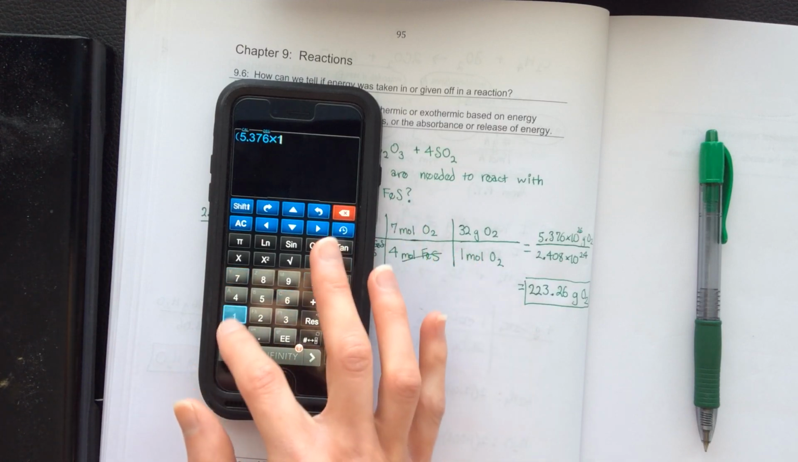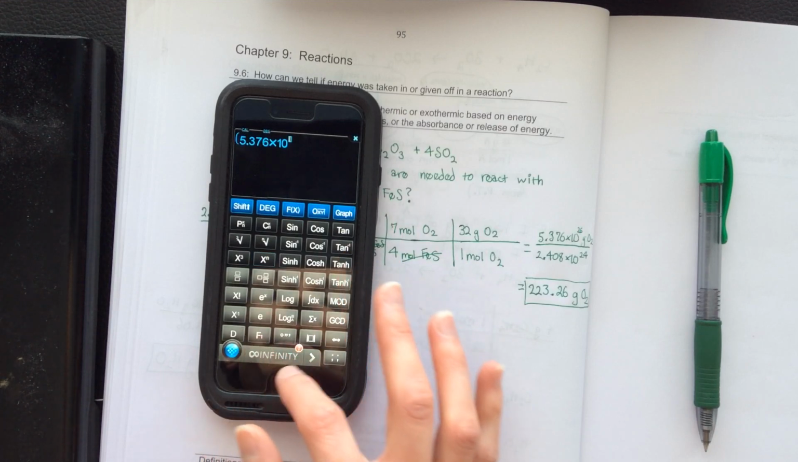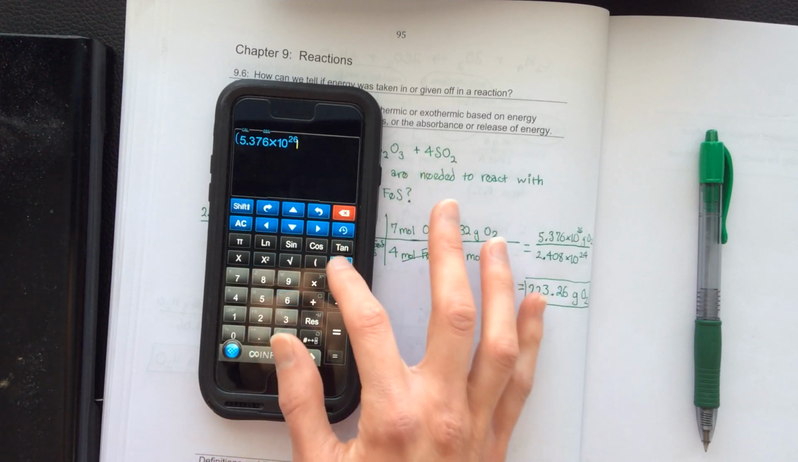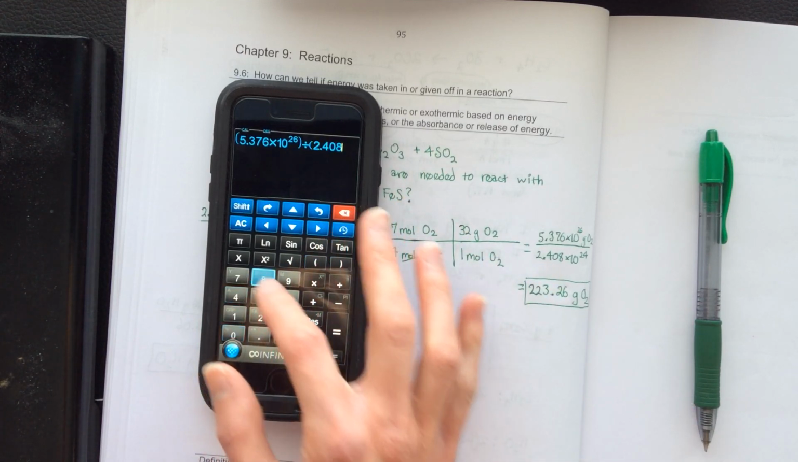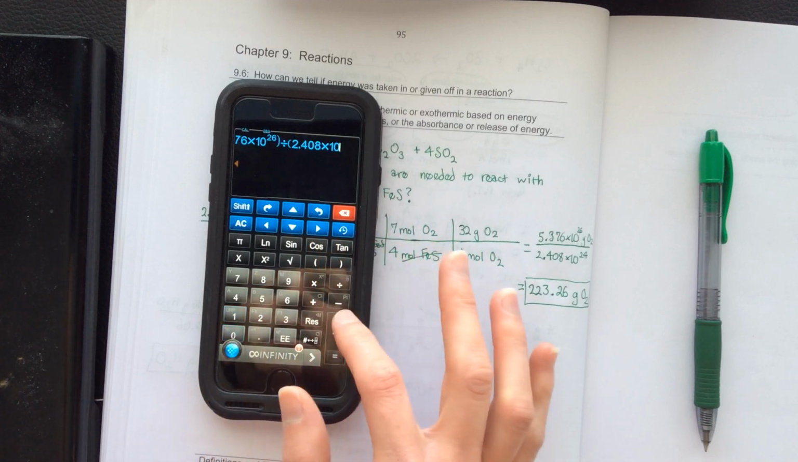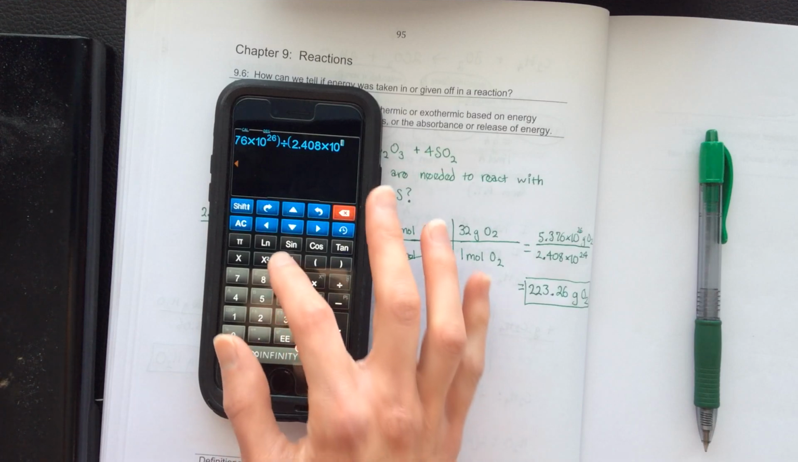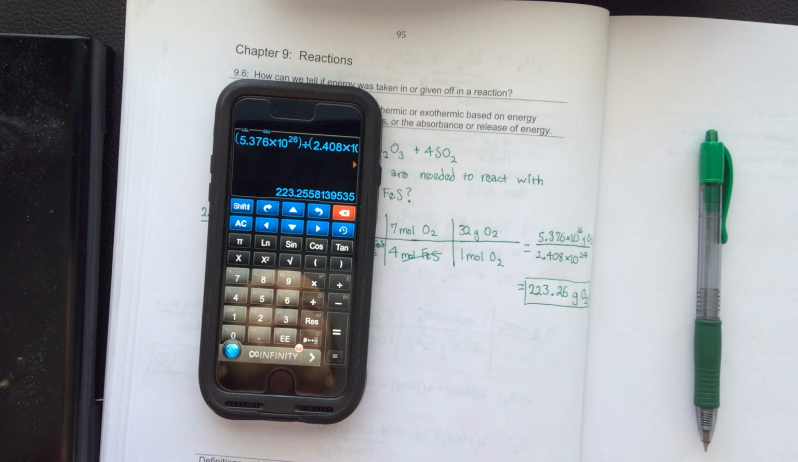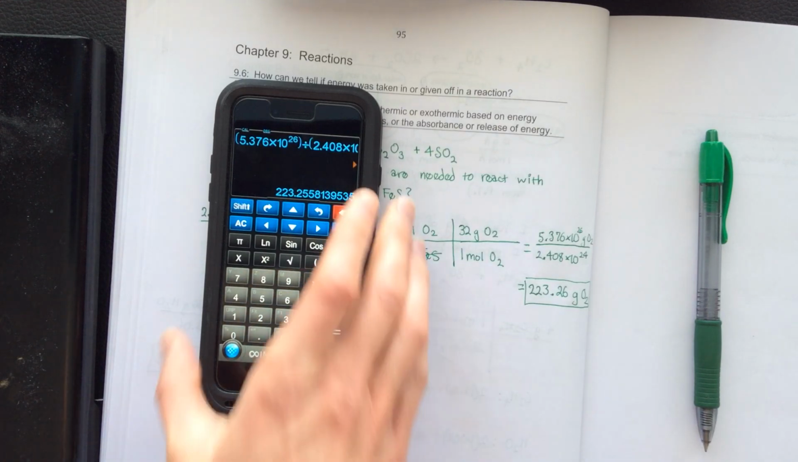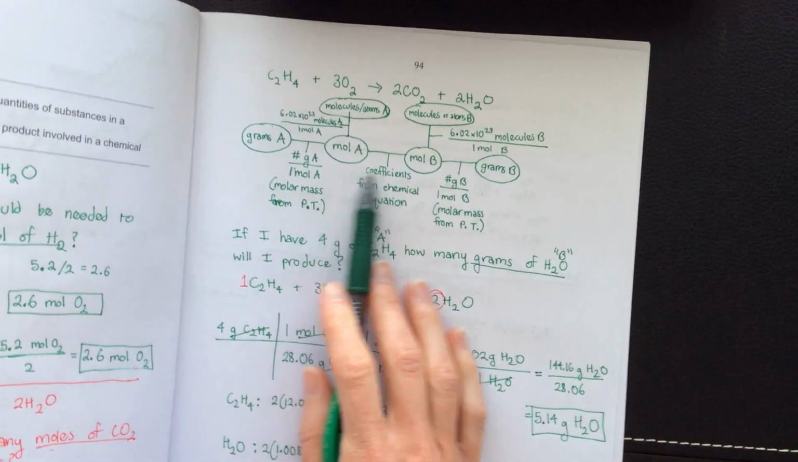5.376 times 10 to the 26th divided by 2.408 times 10 to the 24th. There we go. And now I get the right answer. So that's how you solve problems that involve switching between grams and molecules and moles.